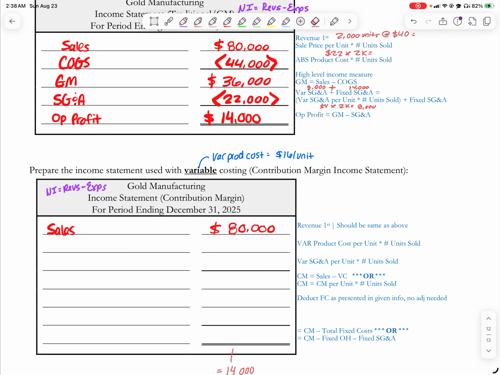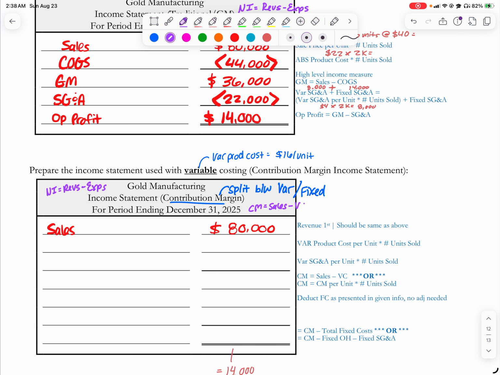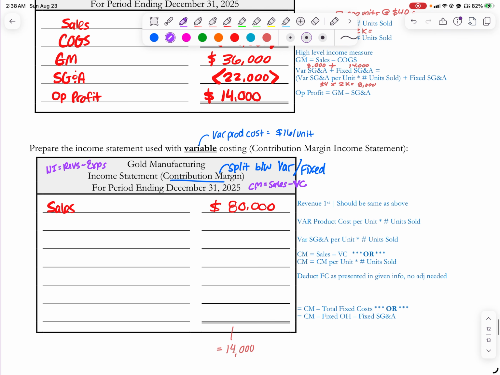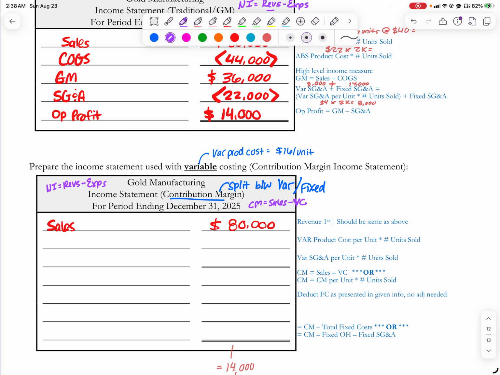Now, I'm doing the contribution margin statement, which means I want to calculate contribution margin first, which requires me to split my expenses or costs between variable and fixed. Since my first income measure that I intend to calculate is contribution margin, remember that contribution margin is always sales minus variable cost. I want to first reduce sales by variable costs. Variable costs will be my first focus here.